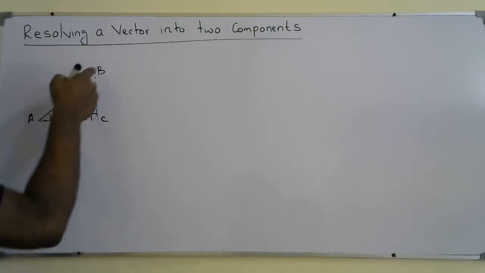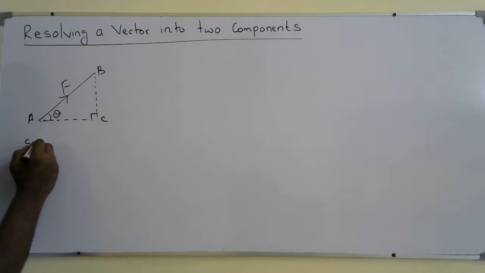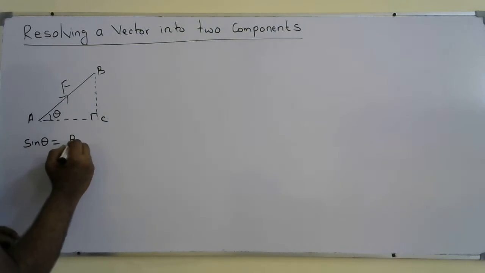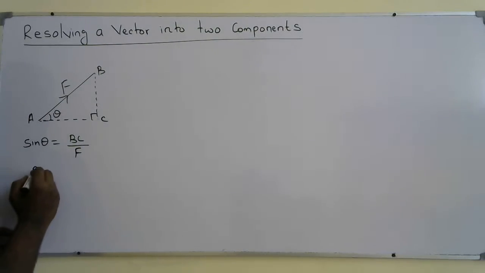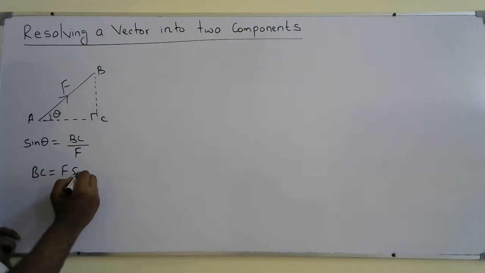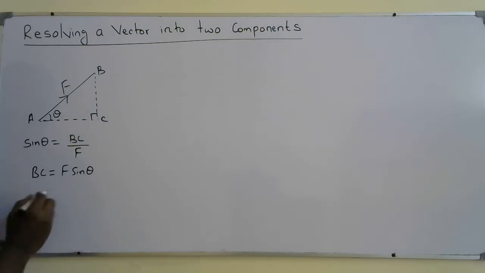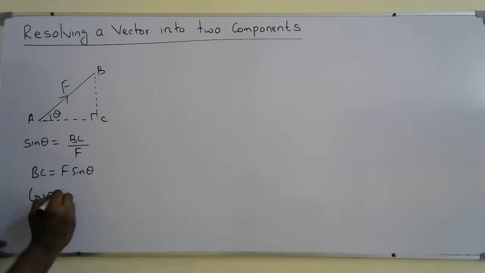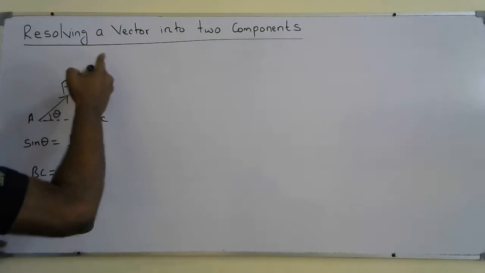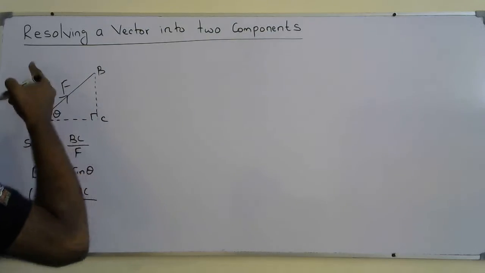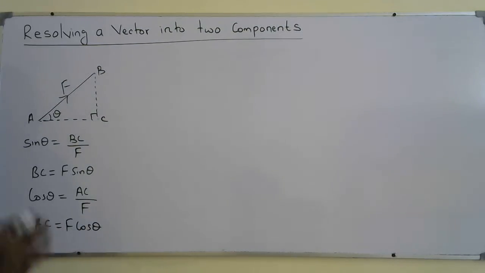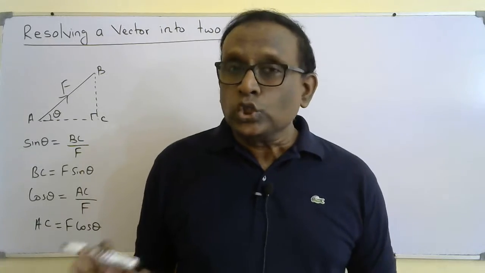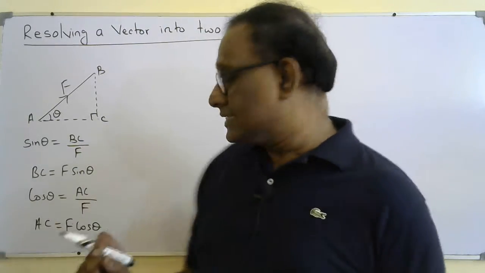In this right angle triangle, sine theta is equal to opposite BC over AB. AB is F, so BC is equal to F sine theta. In the same way, cos theta is equal to AC over AB, where AB represents the force F. So AC equals F cos theta. Now I can think about drawing two perpendicular lines, BC and AC.